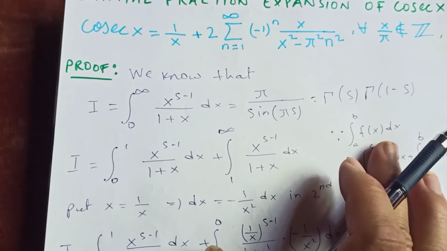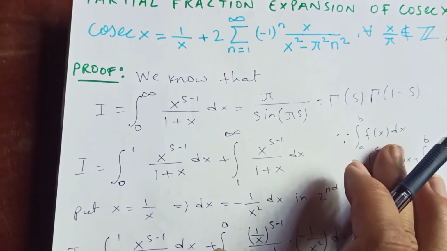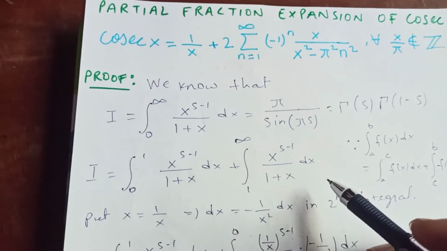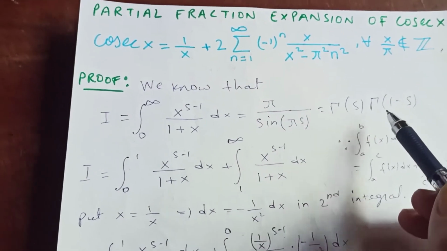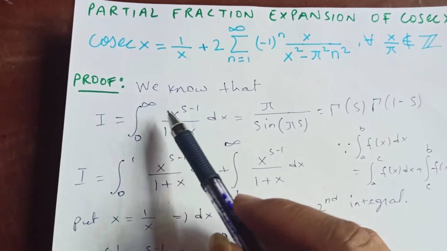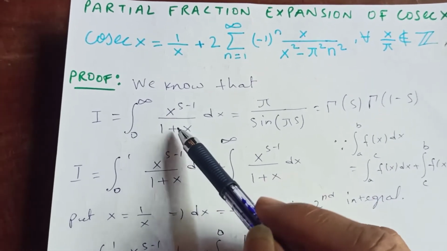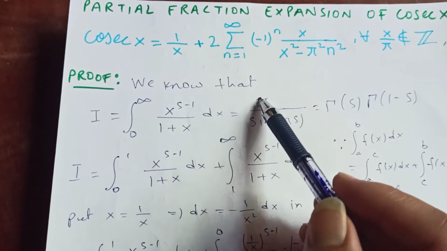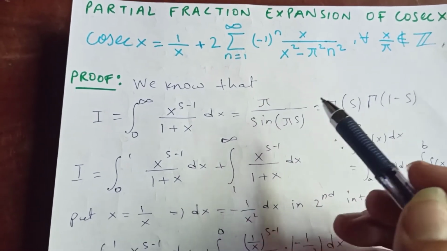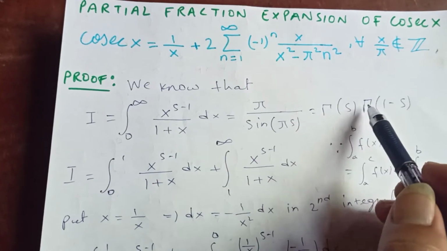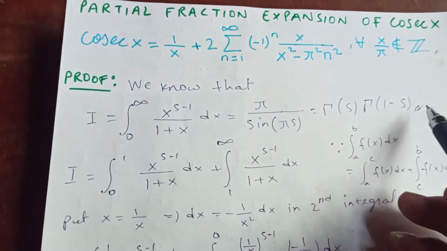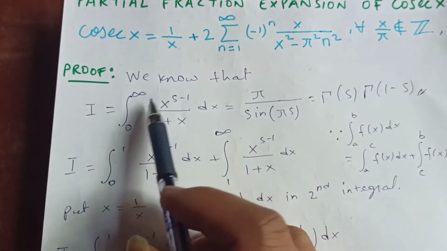Now we are going to use the integral representation of gamma s, gamma 1 minus s. We know that the integral from 0 to infinity of x to the s minus 1 upon 1 plus x dx is nothing but pi over sine pi s, which is nothing but gamma s, gamma 1 minus s. This we have done earlier. Now let me call this integral I.